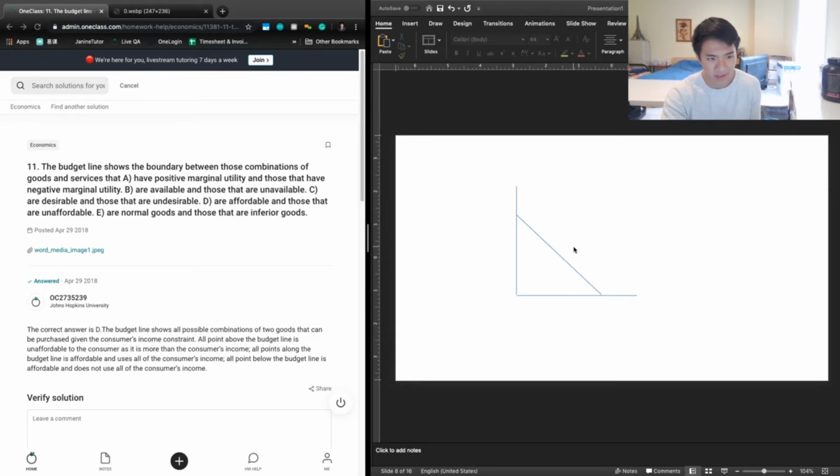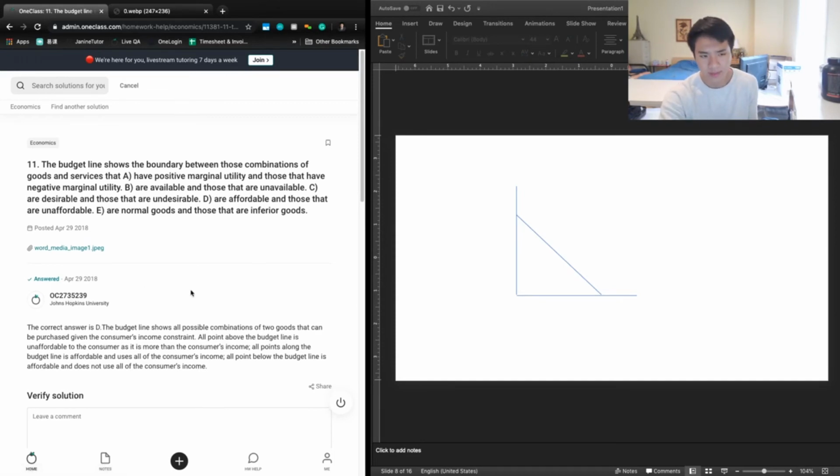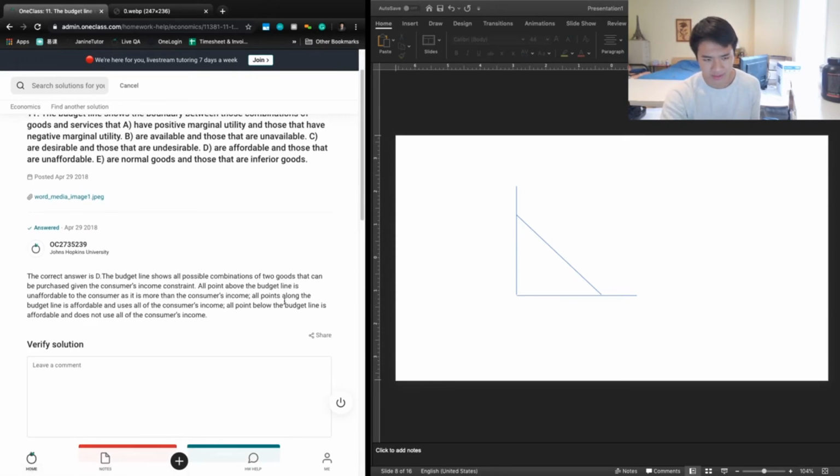We simply do not have enough money in our budget to purchase that much of each of these goods. If we wanted this much of good X, for example, then we can only have 0 of good Y. We cannot have this much of good X and this much of good Y. So this really is a limit between what is possible and impossible, or affordable or unaffordable. And so that goes along the lines of D. The budget line shows the boundary between those combinations of goods and services that are affordable and those that are unaffordable. Having that understanding is good.